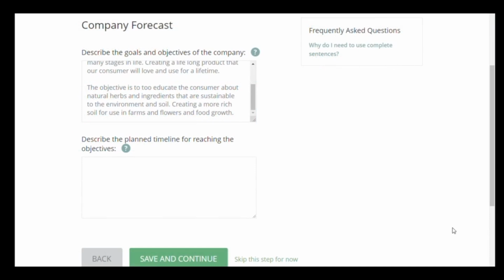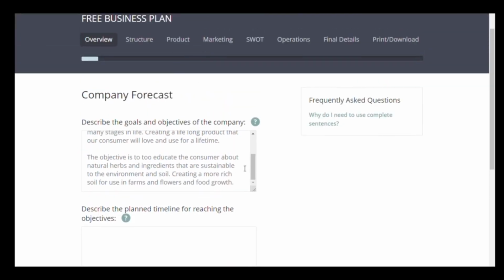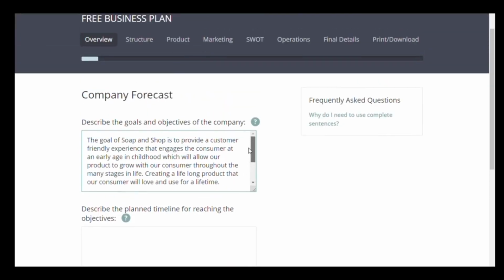So now we are at the second part where it says, describe the planned timeline for reaching the objectives. Now this is important because we want to have a very realistic timeline for reaching the objectives that we stated above, but we also don't want to make it seem so quick that it's unmanageable. So our objectives, and again, this is an experiment, this is all made up.